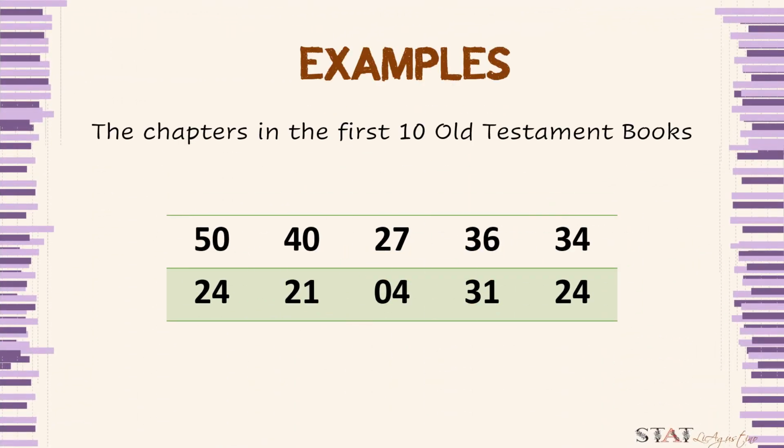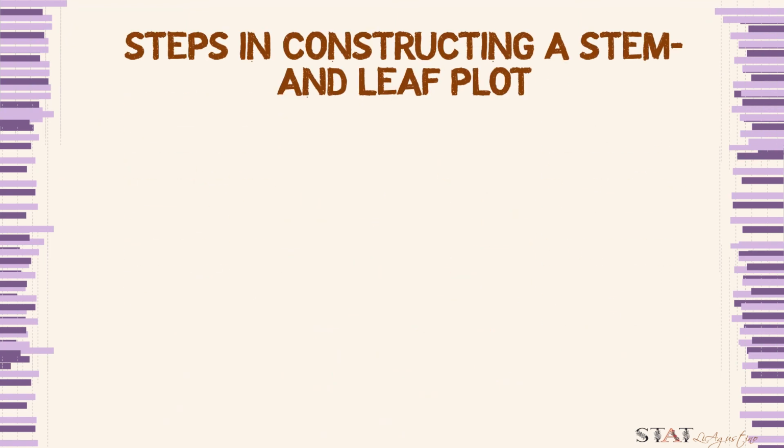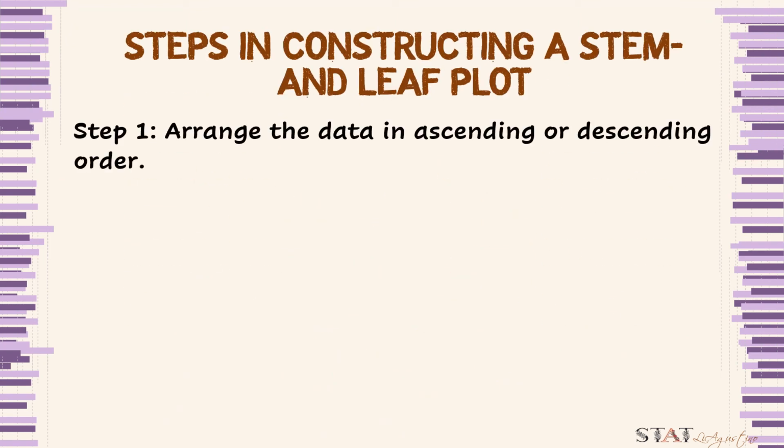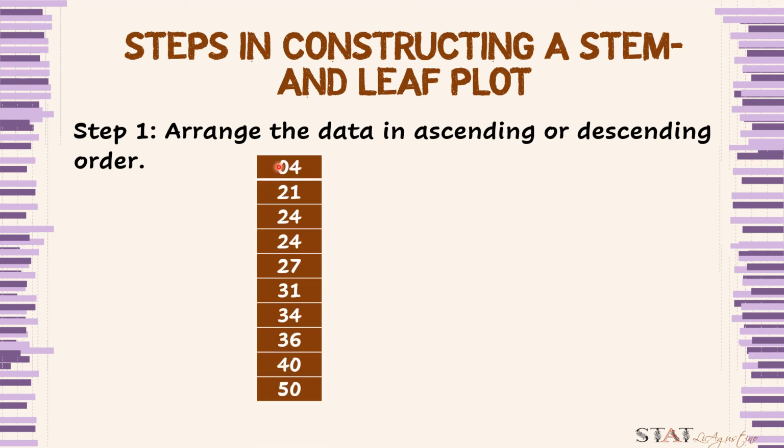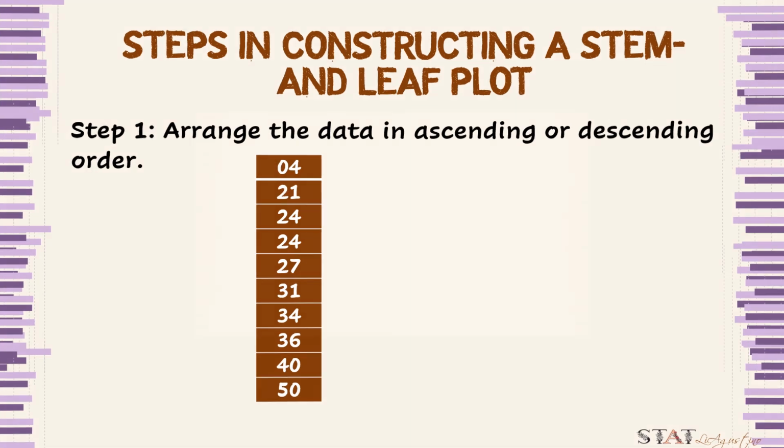So for example, this is the number of chapters in the first 10 Old Testament books. Say Genesis, Exodus, Leviticus, Numbers, Deuteronomy, Joshua, Judges, Ruth, 1 Samuel, 2 Samuel. So this is the number of chapters in those first 10 Old Testament books. Now let's do the stem and leaf plots. So let's construct. Step 1. Arrange the data in ascending or descending order. So this is our data. So it is already arranged.